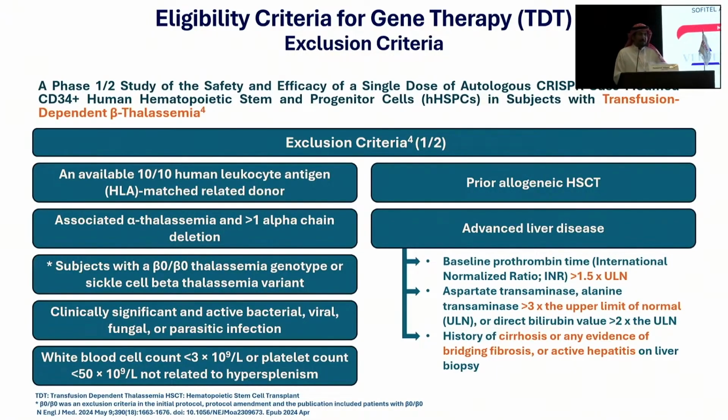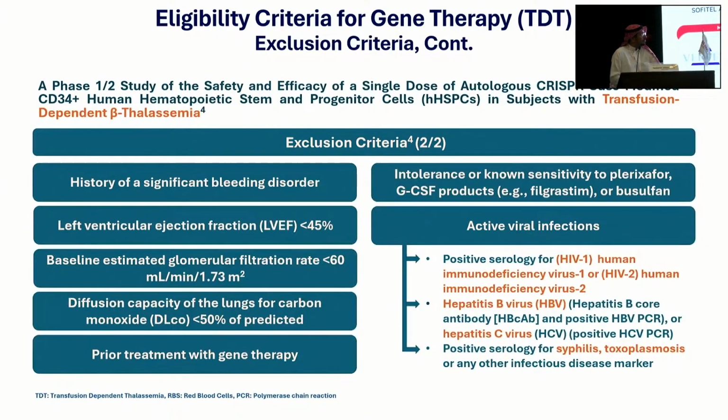Exclusion criteria, the same. If the patient has a matched related donor, this patient will be excluded. Associated alpha thalassemia and alpha-1 chain, these types of patients will also be excluded. And I mentioned beta-0 were excluded initially. Other exclusion criteria are about performance status, so it's the same as any other clinical trial.